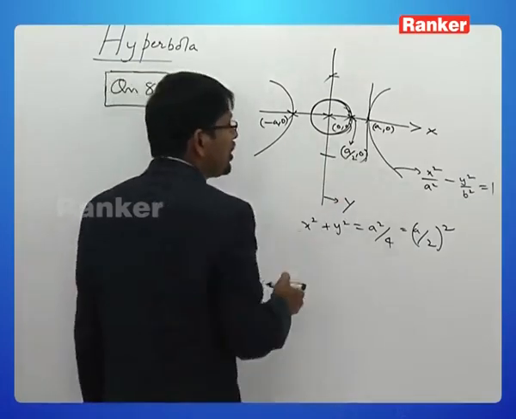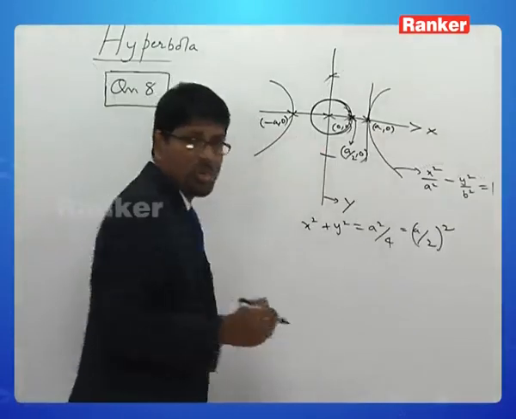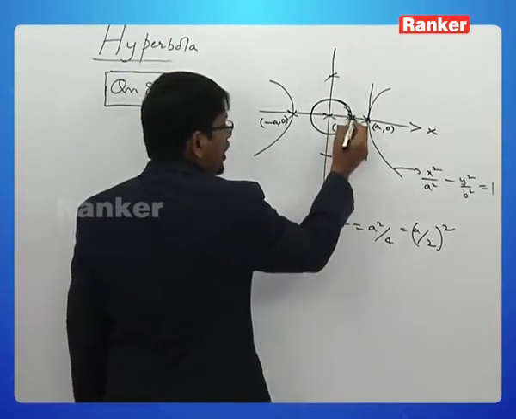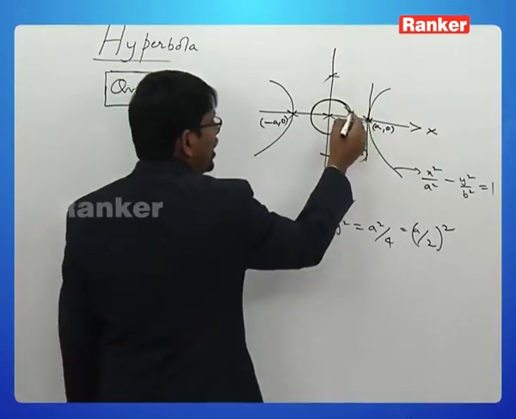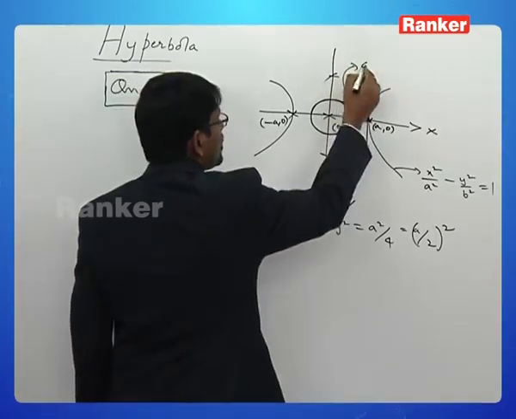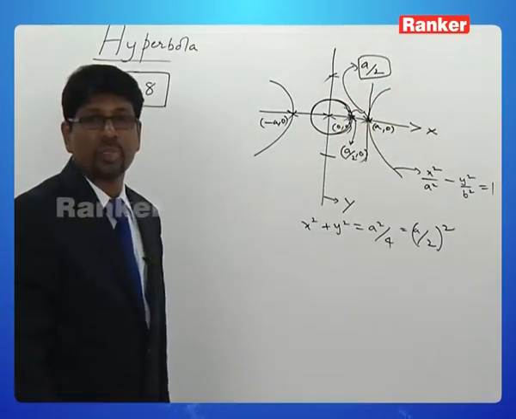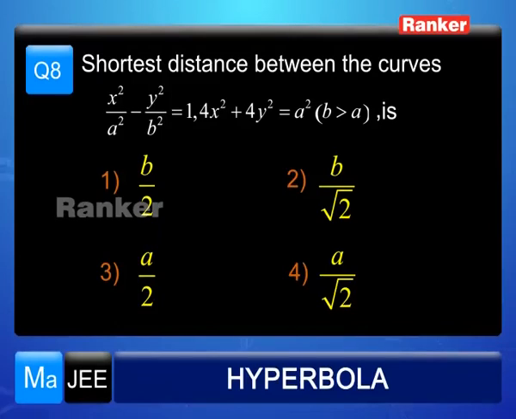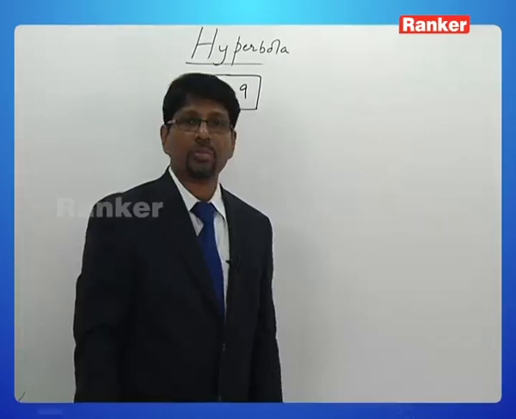It is measured along the common normal. So what are the closest points? These two are the closest points between the two curves. So what is the distance between them? This is a by 2 comma 0 and this is a comma 0. Clearly this length is a by 2. That is the shortest distance between the two curves. Therefore, option 3 is the right answer. Let's move to the next question.